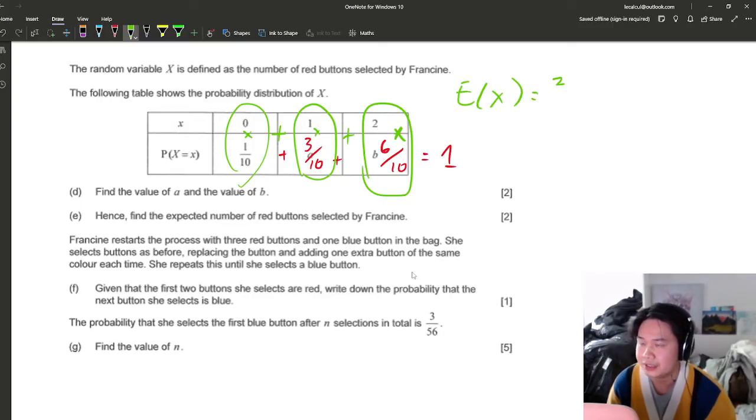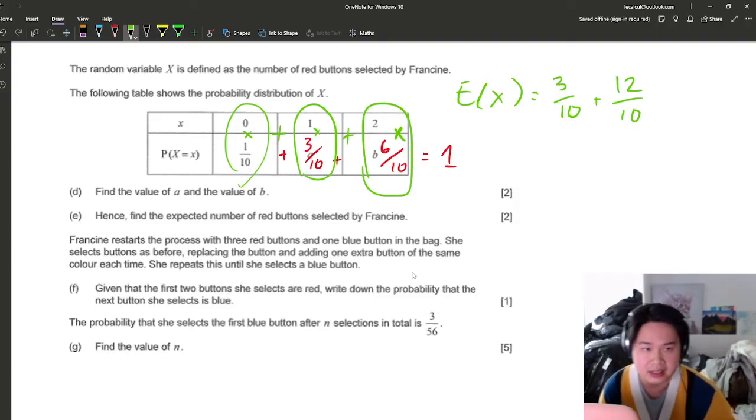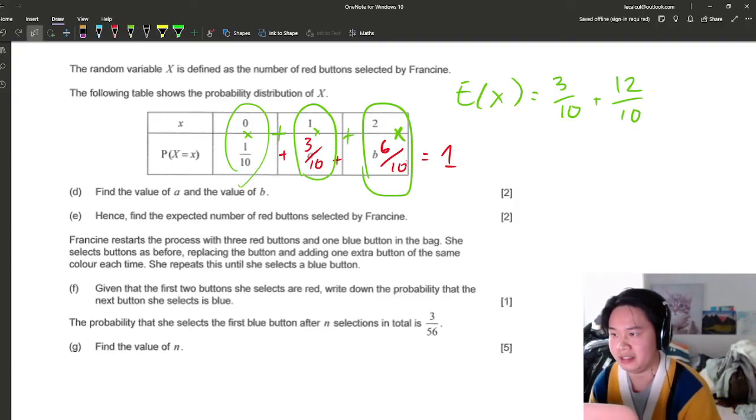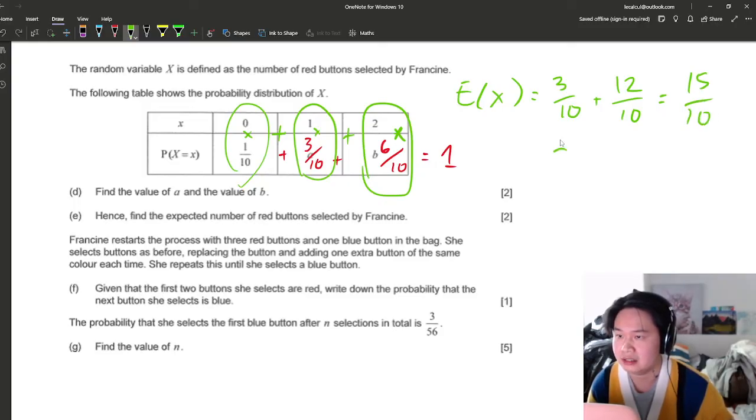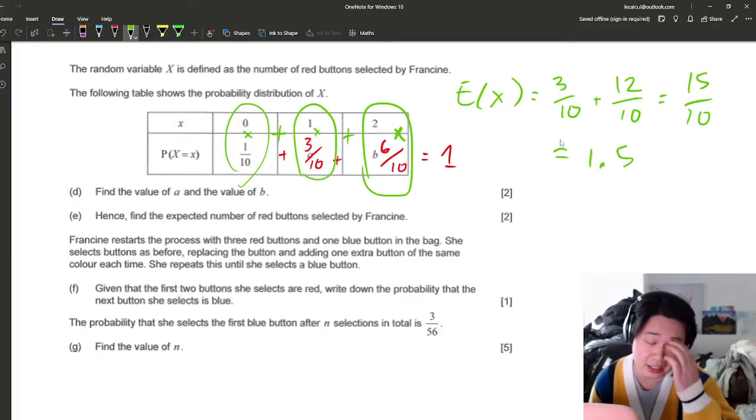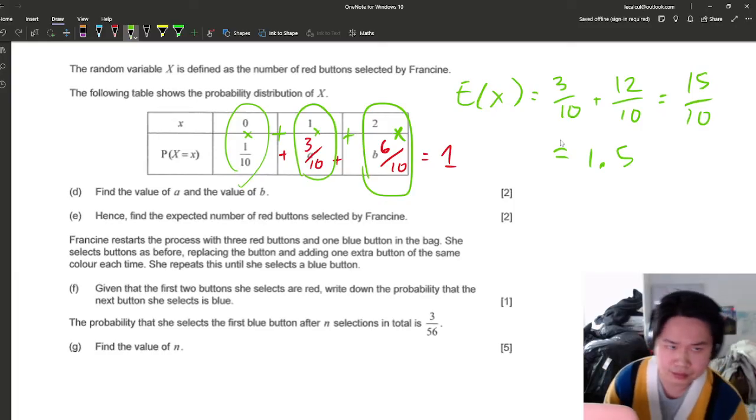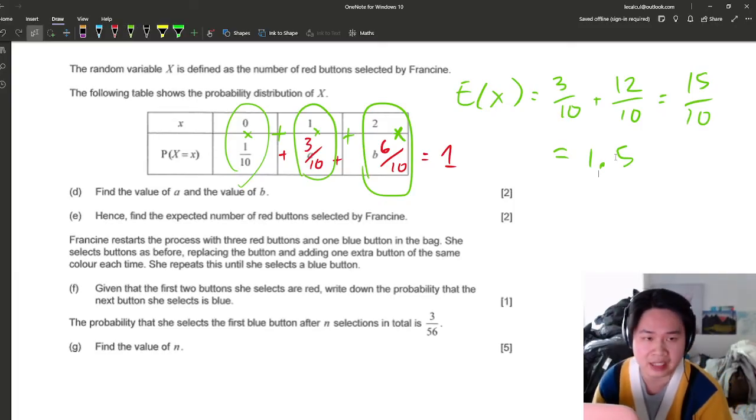Well, 3 out of 10 plus 12 out of 10. And instead of reducing the 2 and the 10, right? Because I'm adding them anyways, I'm just gonna multiply the 2 with the 6 instead. And then this is 15 out of 10, which is the same as like 1.5, which kind of makes sense, right? On average, she's gonna get 1.5 red buttons.